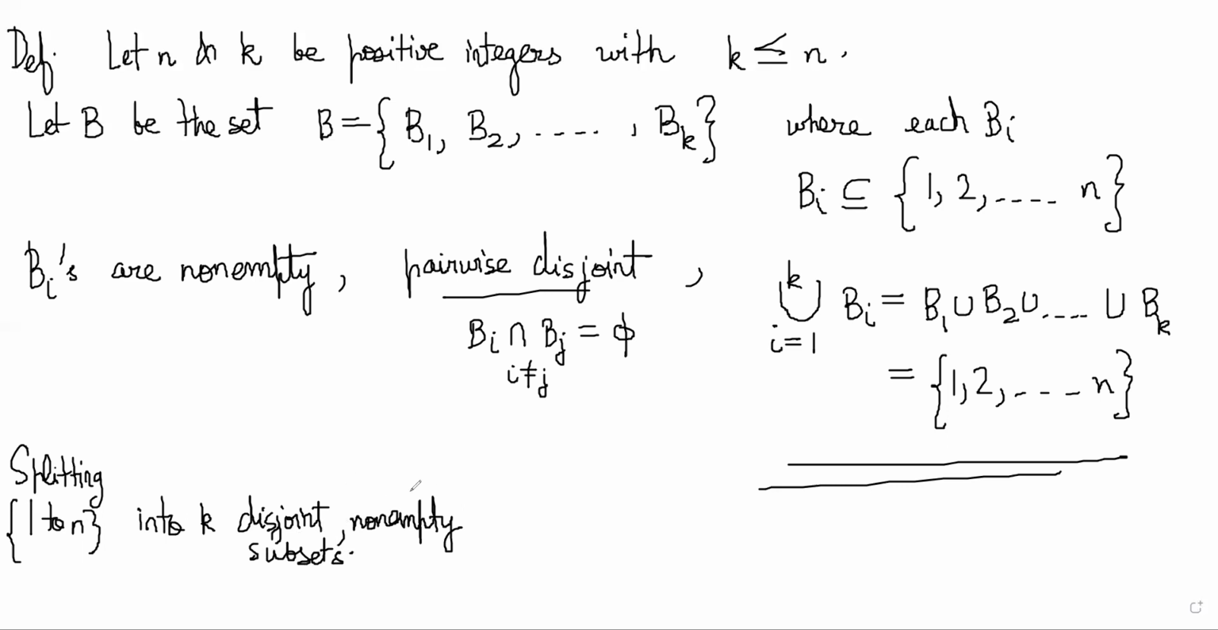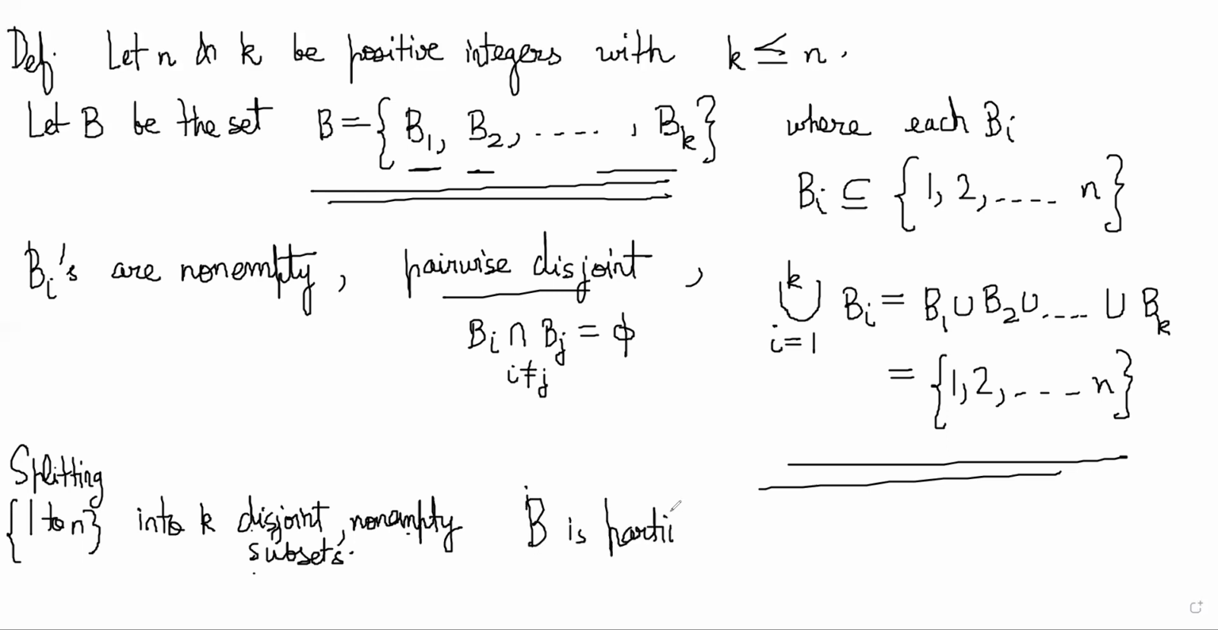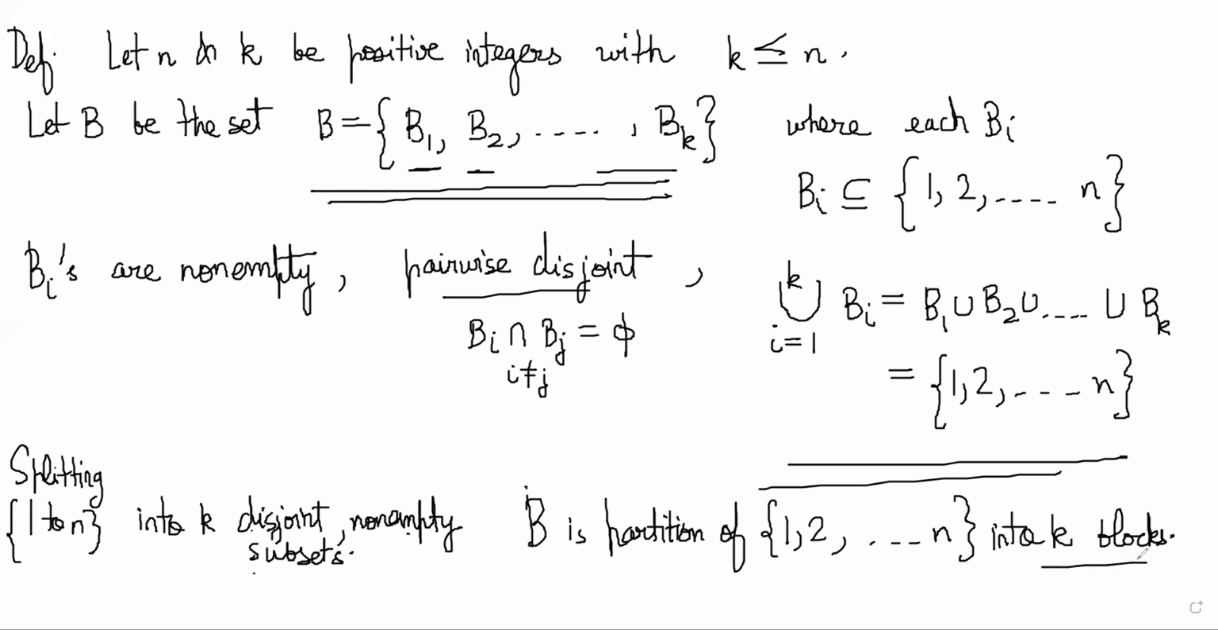And if we can do this splitting, then the set B of all these disjoint non-empty subsets of 1 to n is called the partition. So B is called a partition of 1 to n into k blocks, or k subsets. So this is the definition of partition.